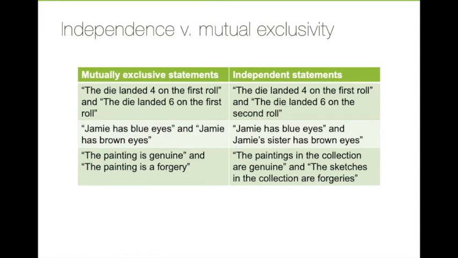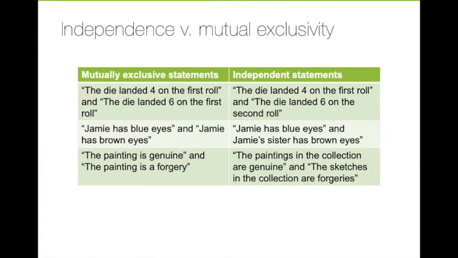Before we look at an example of the simple conjunction rule, let's go over a few more examples to get clear on the distinction between mutual exclusivity and independence. Getting clear on this distinction is essential to knowing when we can apply simple disjunction and when we can apply simple conjunction. So what's happening in this table is that each of the rows contrasts pairs of statements on the same topic. The pairs on the left are mutually exclusive, and the pairs on the right are pairs that are independent.